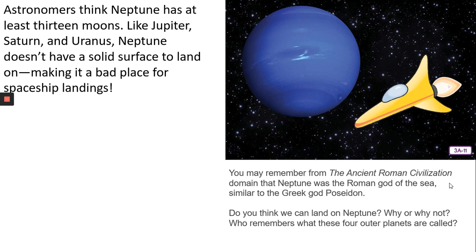Like Jupiter, Saturn, and Uranus, Neptune doesn't have a solid surface to land on, making it a bad place for spaceship landings. You may remember from the ancient Roman civilization domain that Neptune was the Roman god of the sea, similar to the Greek god Poseidon. Do you think we could land on Neptune? Who remembers what those four outer planets are called?